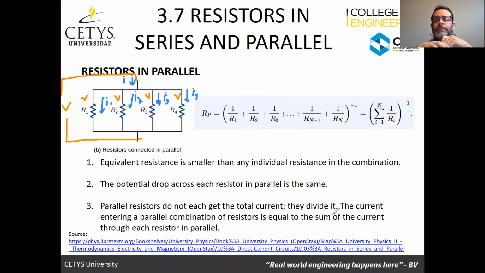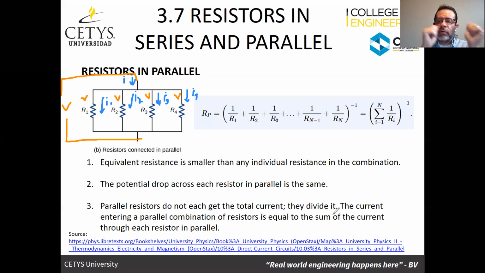Something important here is that in the case of a series connection, the equivalent resistance is obviously going to be larger than each of the individual resistances because we're adding them up. In the case of parallel, the equivalent resistance is going to be smaller because of the mathematical representation. The potential drop or voltage is going to be the same in each resistor, and the total current is divided. So remember that in series, the voltage is divided, current is the same. In parallel, current is divided, voltage is the same.